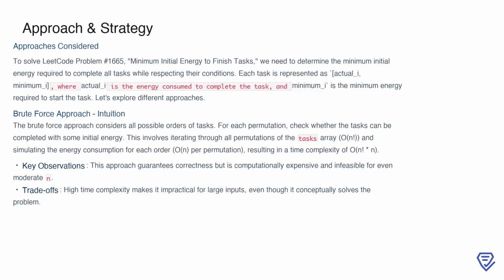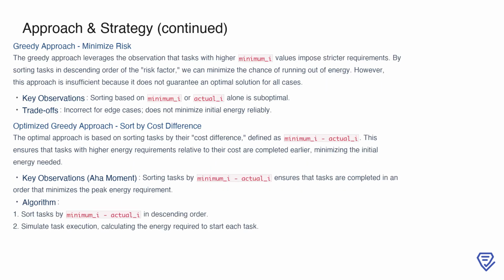While conceptually simple, the trade-off is clear: this approach is computationally infeasible for large inputs, though it does serve as a baseline for correctness. A more refined approach is the greedy strategy, which focuses on minimizing the risk of running out of energy. Here, we observe that tasks with higher minimum_I values impose stricter requirements on the initial energy. By sorting tasks in descending order of this risk factor, we aim to reduce the likelihood of failure.